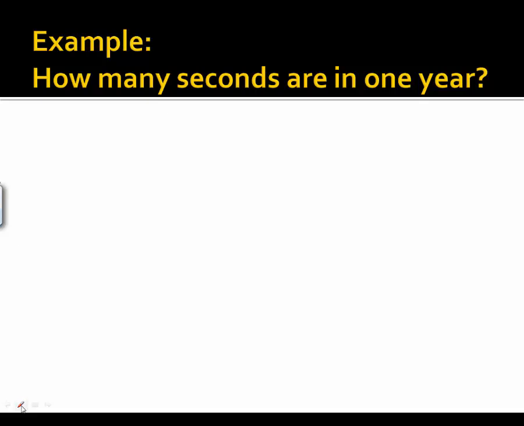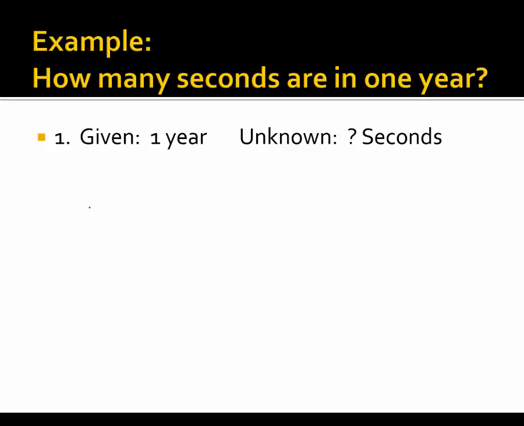How many seconds are in 1 year? Okay, so follow my train of thought, okay? My first step is I'm going to write my given, which is 1 year. I'm going to write my unknown. So I'm looking for seconds. Wow, this is the easy example, huh? Alright, well, let's keep going. So we're given a year, we're looking for seconds.